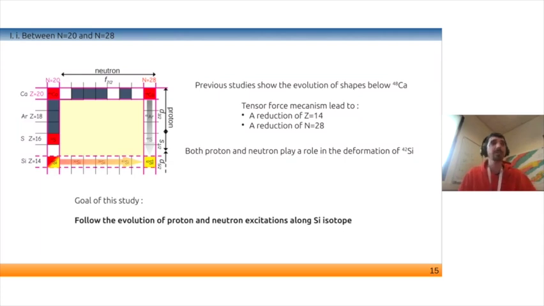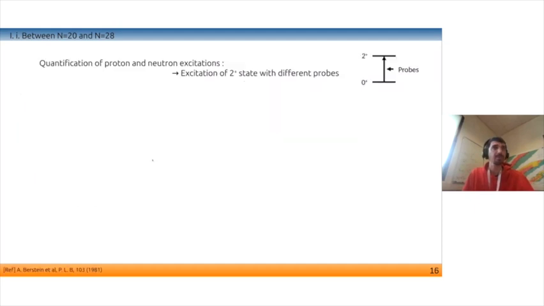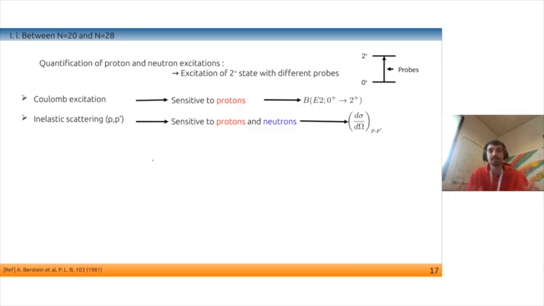Now, the goal of this study was to follow the evolution of proton and neutron excitation along the silicon isotopes. So how can we quantify this proton and neutron excitation? We can use the excitation of the first 2+ states with different probes. For example, Coulomb excitation is sensitive to protons and allows us to measure the B(E2) values. But we can also use proton inelastic scattering, (p,p'), which is sensitive to protons and neutrons, and with which we can measure the differential cross-section of this reaction.